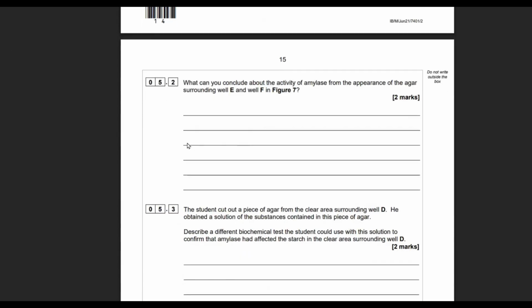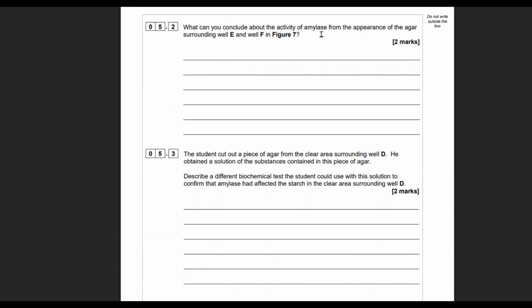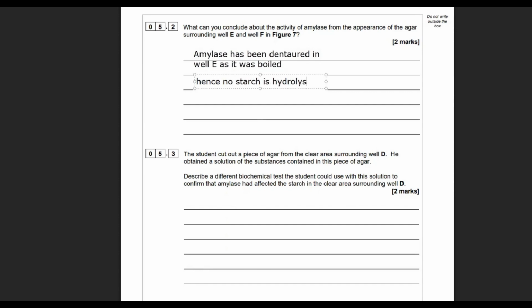Let's go down to 5.2. What can you conclude about the activity of amylase from the appearance of the agars surrounding well E and well F? Well, we can say the amylase has been denatured in well E. So the amylase has been denatured in well E as it was boiled. It can no longer form an enzyme-substrate complex as it was boiled. Okay, so amylase has been denatured, hence no starch is hydrolyzed.